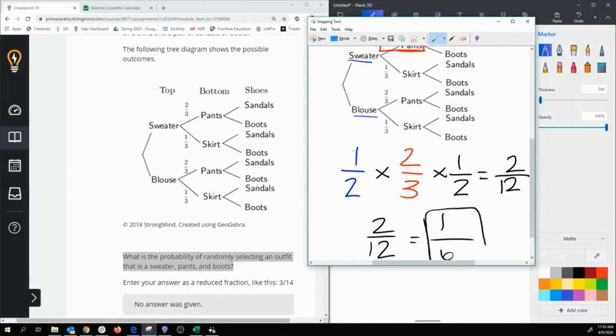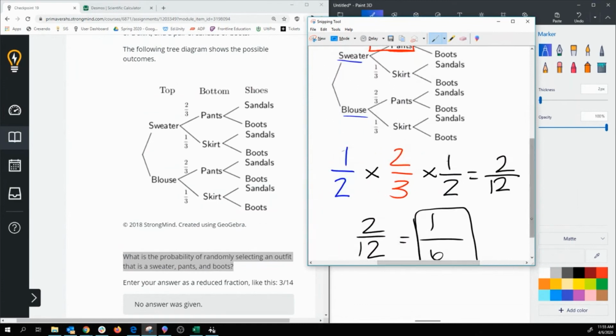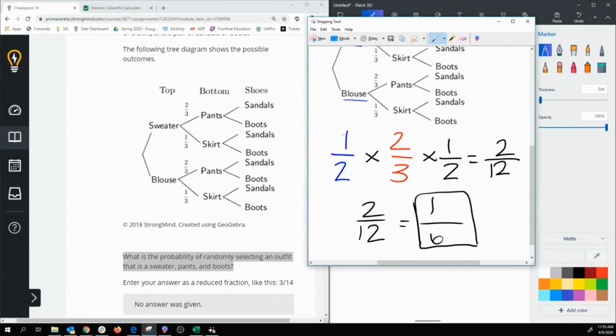Perfect. So this means that she has a 1 out of 6 chance of picking an outfit that has a sweater, pants, and boots. So 1 out of 6 chance. You get it now? Awesome. Perfect.